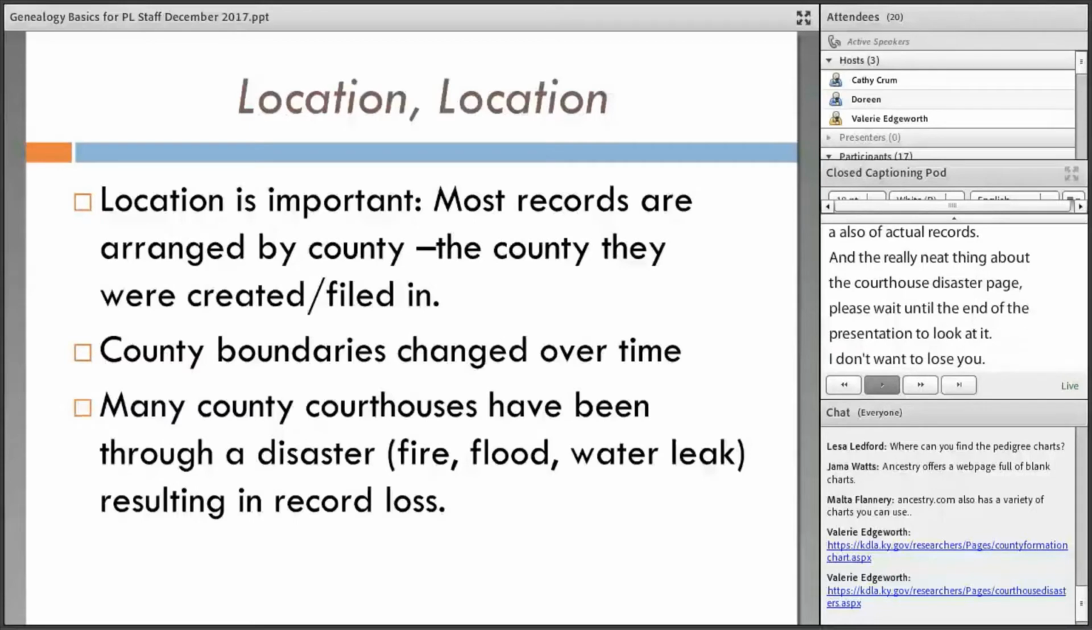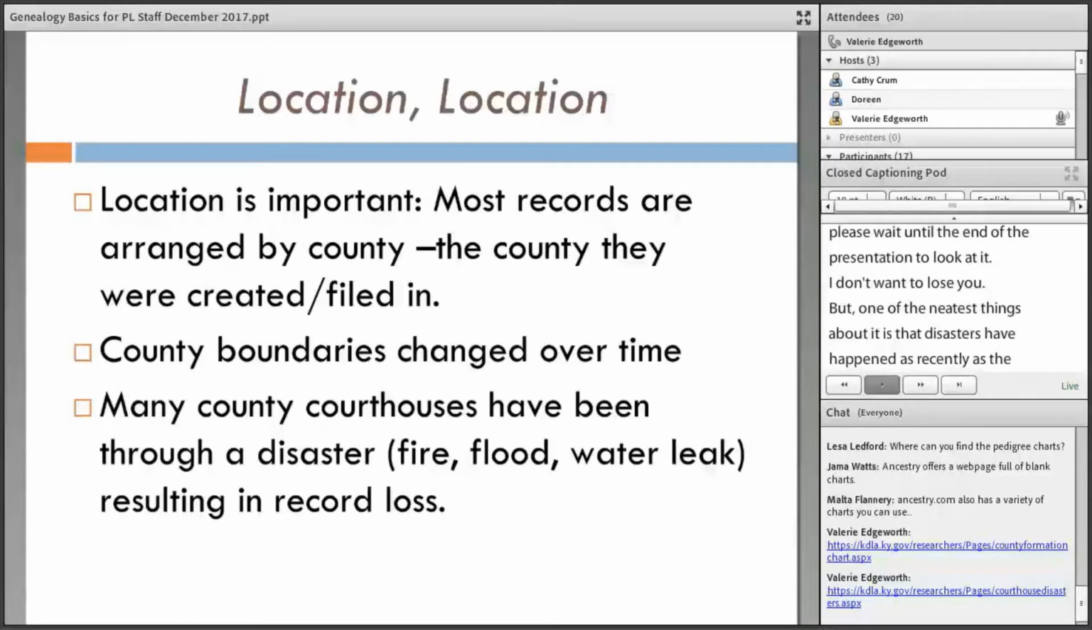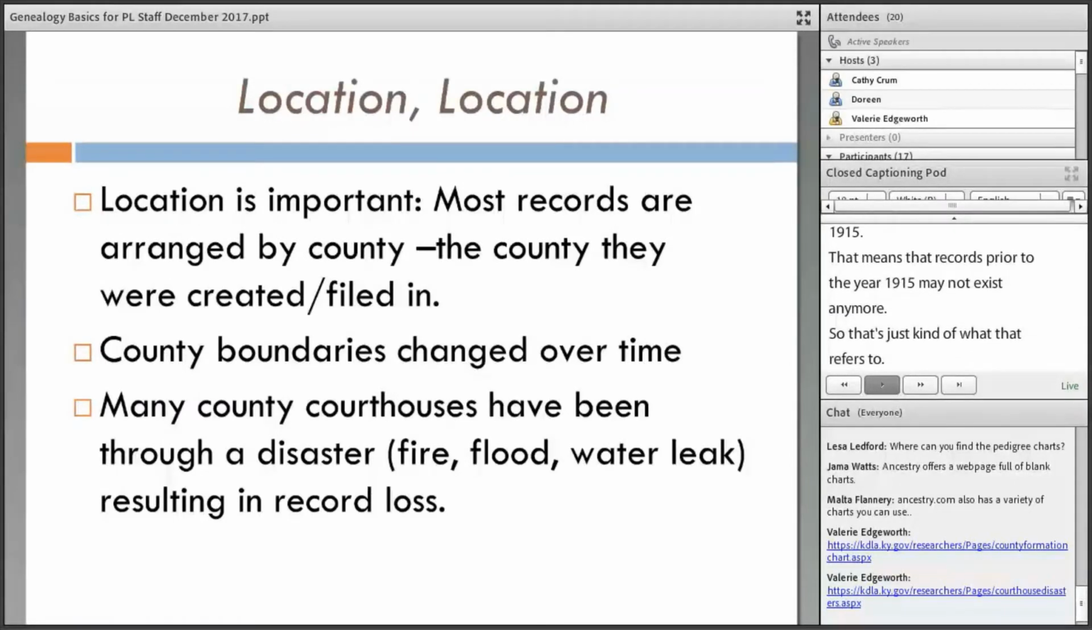But one of the neatest things about it is that disasters have happened as recently as the early 2000s or late 1990s. So the disaster list will have not only when the county was formed, but when the disasters occurred. Say Anderson County, for example, had a disaster in 1915. That means that records prior to the year 1915 may not exist anymore. So that's just kind of what that refers to. So keep that in mind.